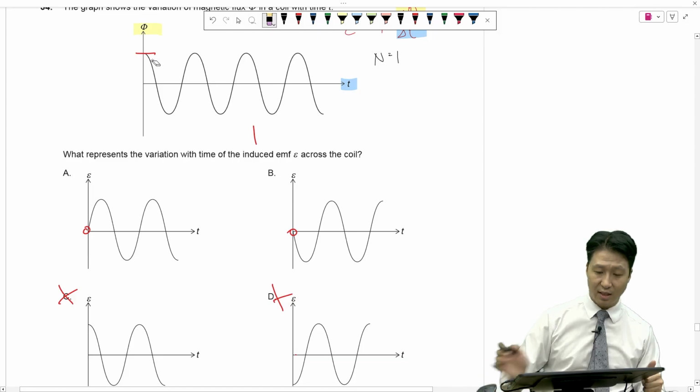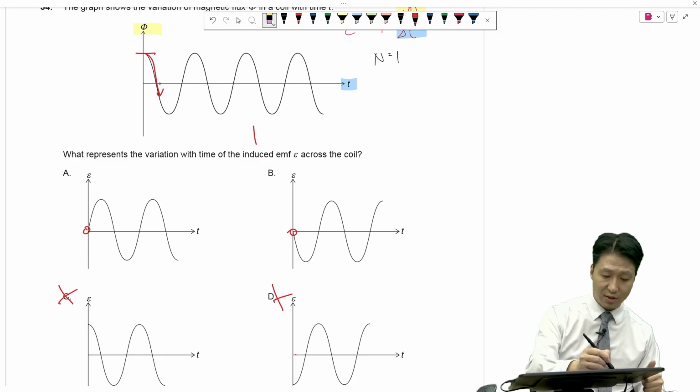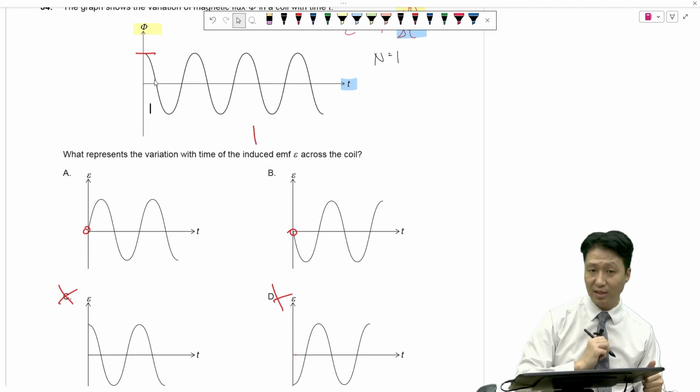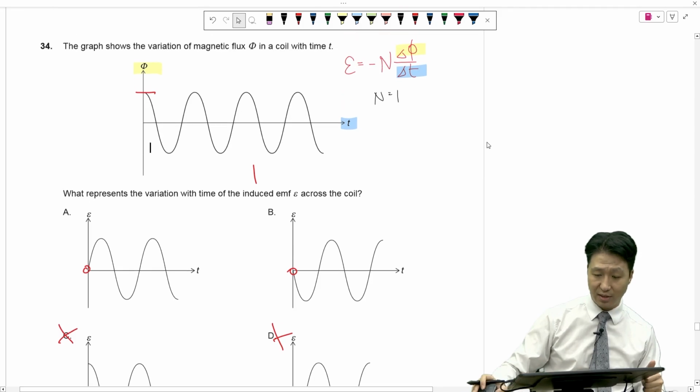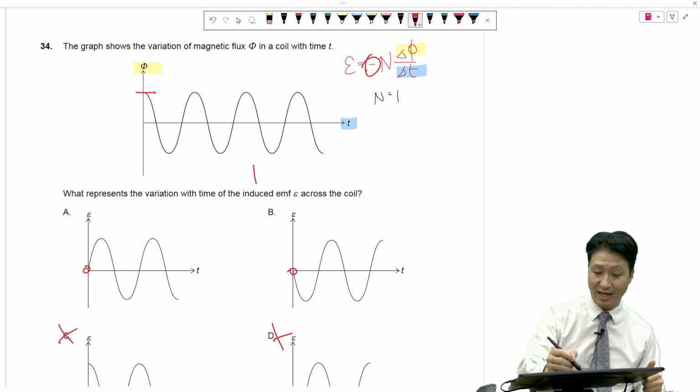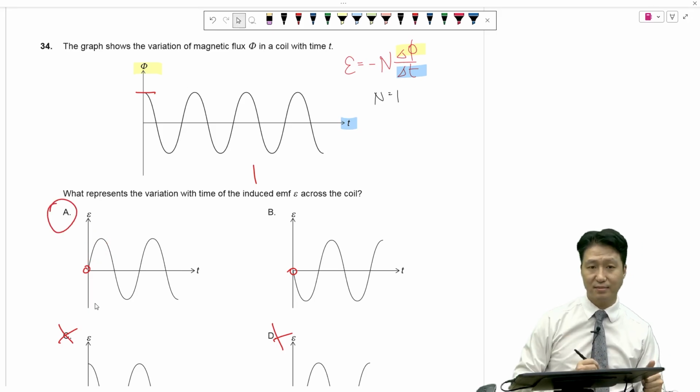Next, the slope goes down, which means it's a negative slope. But remember, the equation for Faraday's law has a negative sign as well, which means it will be a positive value. The answer is A.